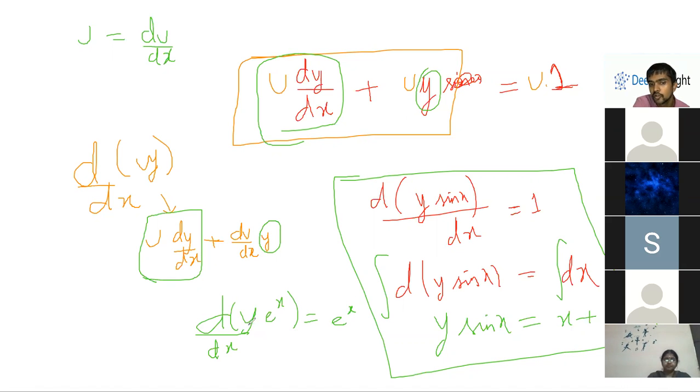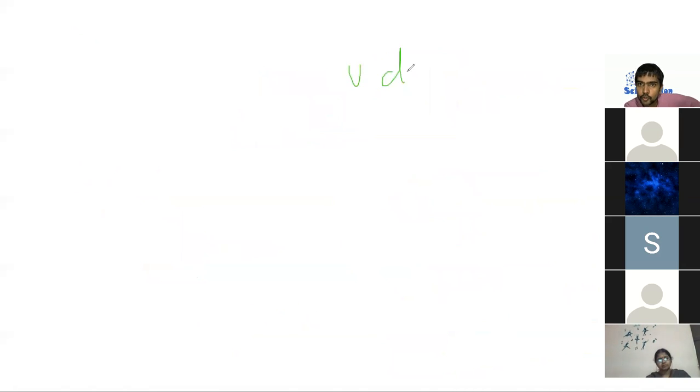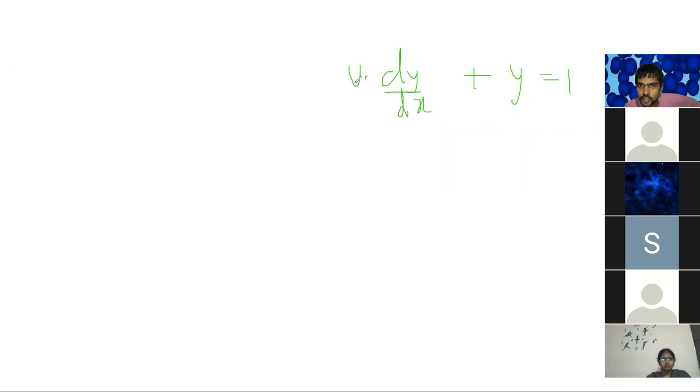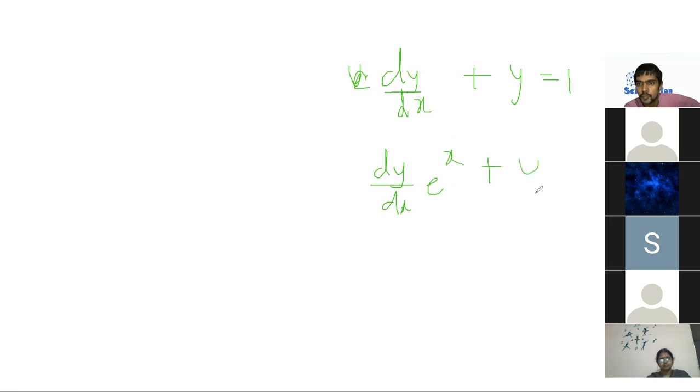Sir, how did you get e power x? Because I got u is equal to du by dx, no? The function is equal to its derivative. Which function has its derivative equal to itself? It only happens for e power x. So I'm multiplying left side and right side with e power x. dy by dx plus y equal to 1, if I multiply with e power x, what is happening? dy by dx into e power x plus y e power x is equal to e power x.